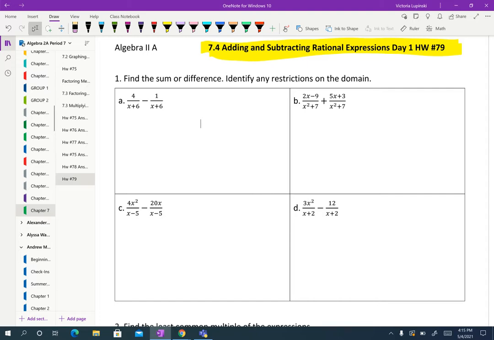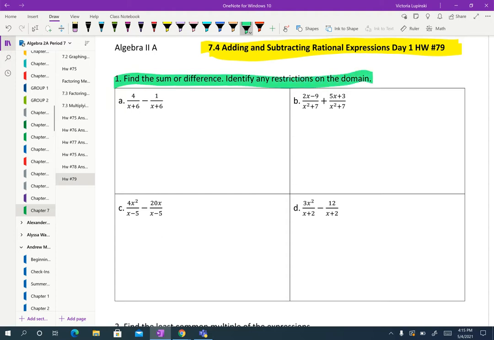All right, welcome everybody. Because we had some technical difficulties during class today, and because this is a pretty challenging lesson, I just wanted to go ahead and give you a couple of hints and reminders as you try homework number 79 here. So notice the directions for the first four: find the sum or difference, identify any restrictions on the domain.